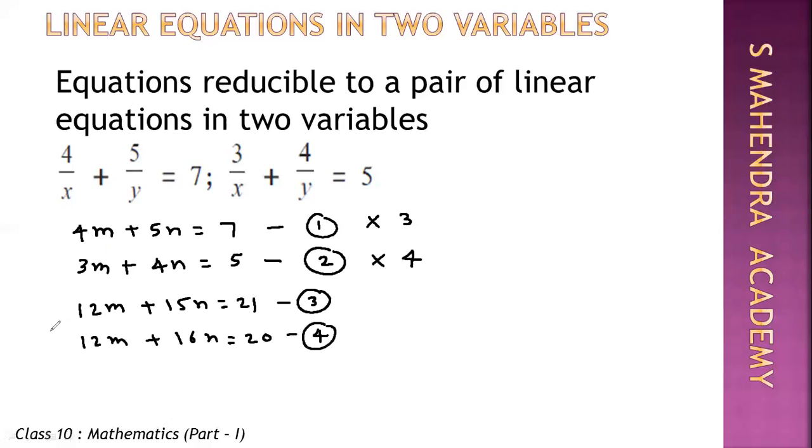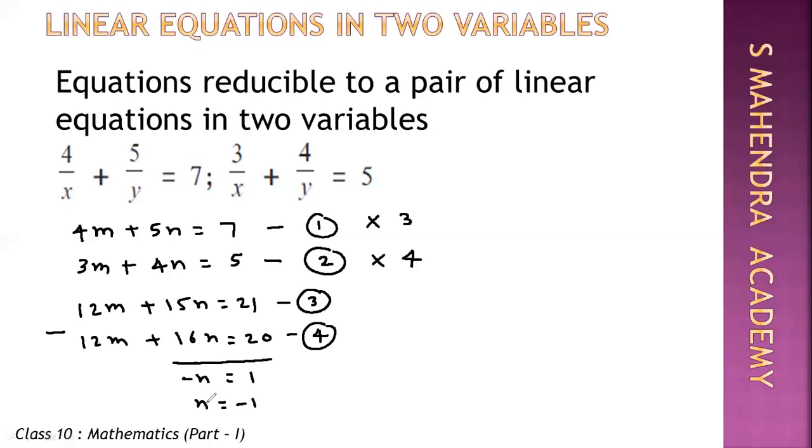Now we will subtract equation number 4 from equation number 3. So the values will be 12 minus 12, 0, and the variable will be m. So this value will be 0, and 15n minus 16n, the value will be minus n, and 21 minus 20 will be 1. So therefore the value of n will be minus 1.